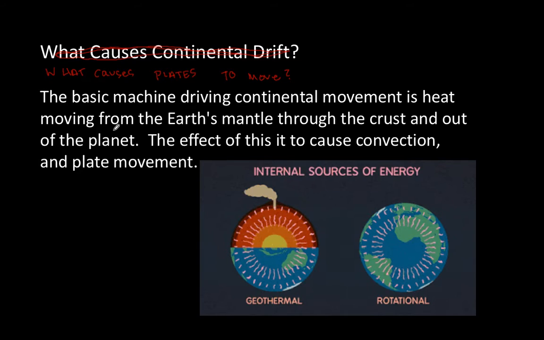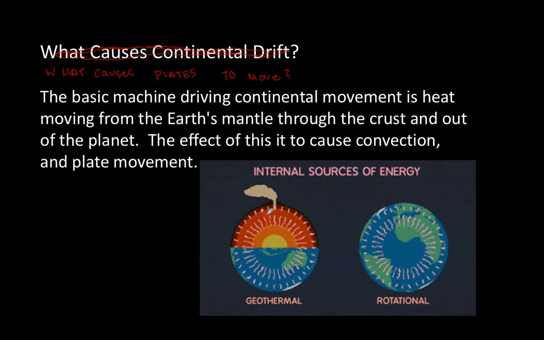And this statement is a little wordy, so let's see if we can simplify it. But the statement says the basic machine driving continental movement is heat moving out from the Earth's mantle through the crust and out of the planet. The effect of this is to cause convection or plate movement. So let's break this down.